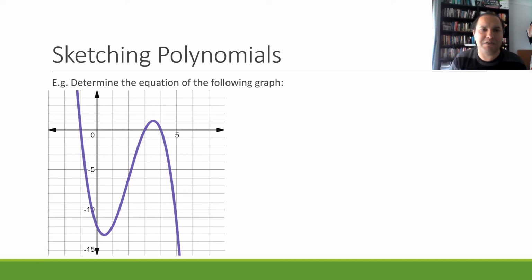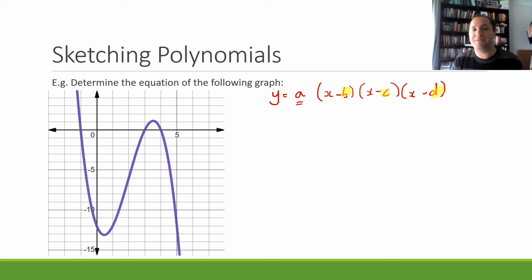Alright, this last one, we need to determine the equation of our cubic from the following graph. Now what we're going to do is use the same equation as before, just with our a value, our dilation or our coefficient out the front. a, x minus b, x minus c, x minus d. And in this situation here, b, c, and d should all be our x-intercepts, just like they were in our previous examples. So here we've got an x-intercept at -1, at 3, and 4.